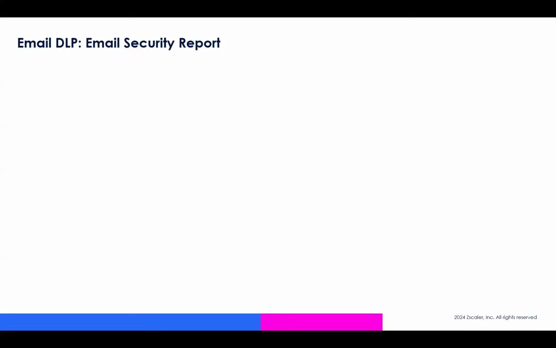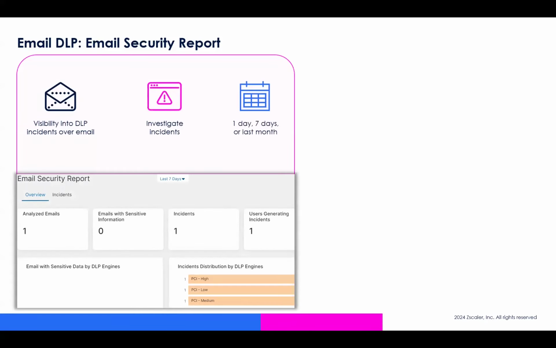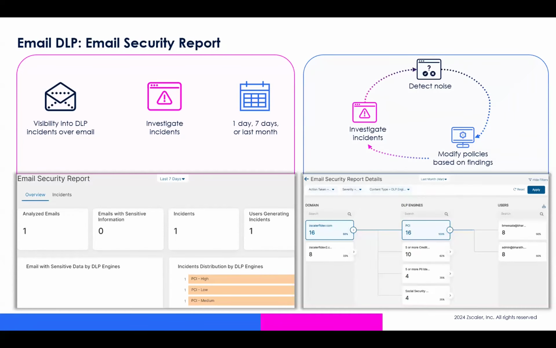Once the monitoring policy is in place, you'll be able to see email DLP incidents inside the email security report. This will give you visibility into DLP incidents over email, allowing you to investigate incidents. Additionally, as with other reports, you can drill down into specific incidents to see the actions taken, the severity, the domains involved, the DLP engines involved, and the users involved. This allows you to investigate incidents and build or modify policies based on your findings to fine-tune your policy.